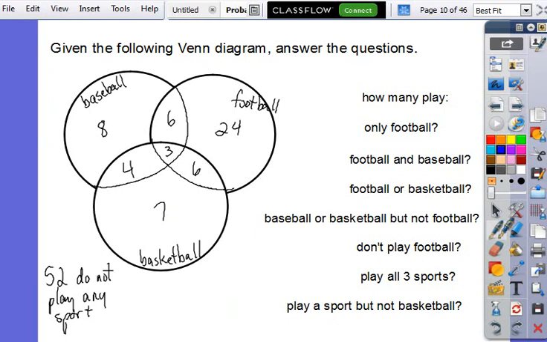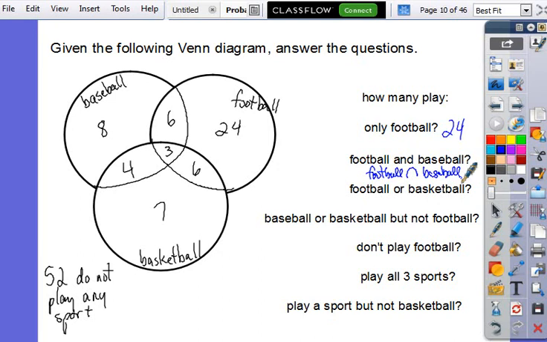Alright, for this one, it gives me a diagram. People like baseball, football, and basketball as their favorite sport. The question says, how many play only football? It's 24, because there are 24 in the football circle that have nothing else, no other circle that they're involved in. Alright, football and baseball. I could write this as football and baseball. Make sure we understand that: that little intersection means and. It's got to be in the football circle and the baseball circle at the same time. It's not saying only.